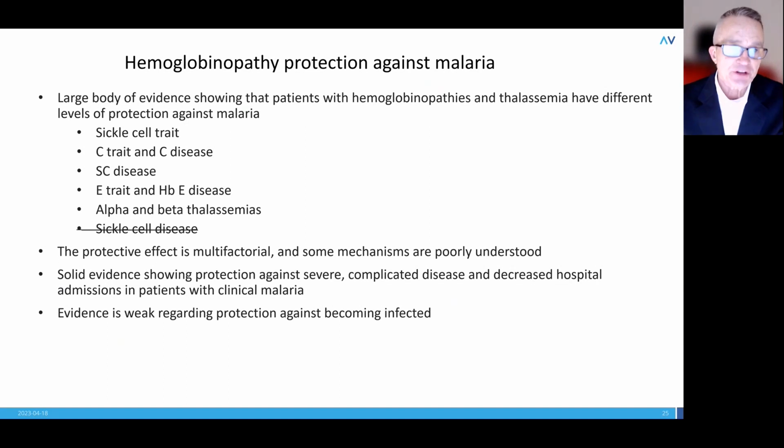This is something I was interested in. The evidence is weak, though. Are patients with hemoglobinopathy actually protected against becoming infected with malaria? That evidence is not strong at all. So the evidence there is that you're protected against severe disease, clinical disease, et cetera, but not so much against becoming infected.